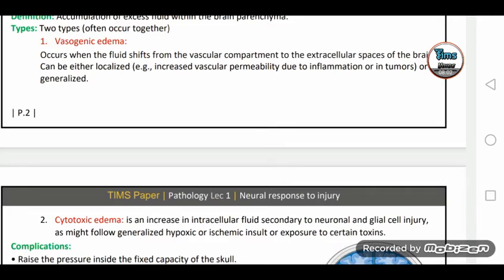So if we have an inflammation in a certain area of the brain, the vascular permeability is going to be increased, so we're going to have vasogenic edema. At the same time, the inflammation itself is going to be caused by any infection, so neurons are dying, so apoptosis is occurring, so we have cytotoxic edema as well.